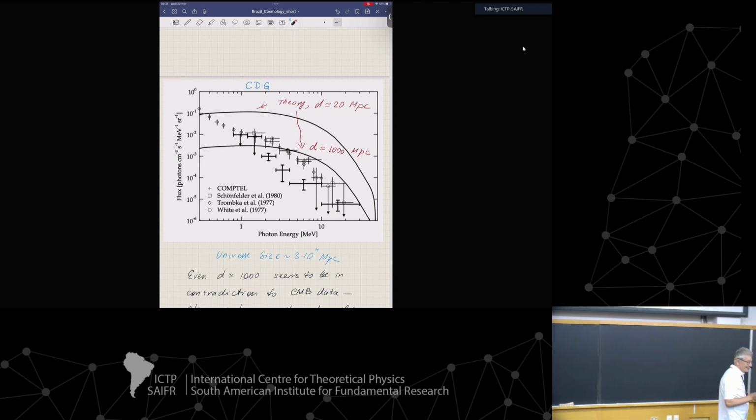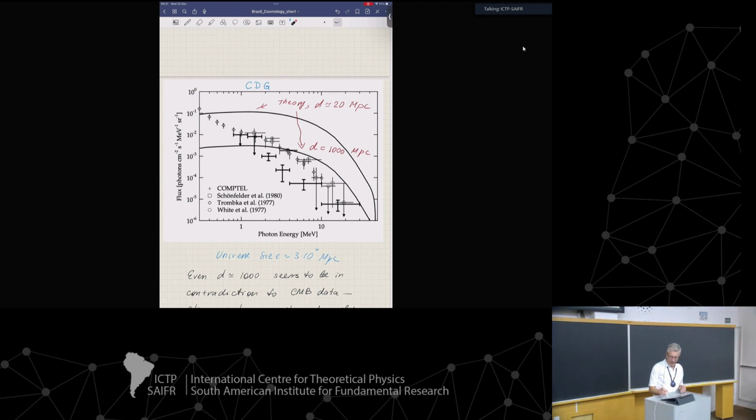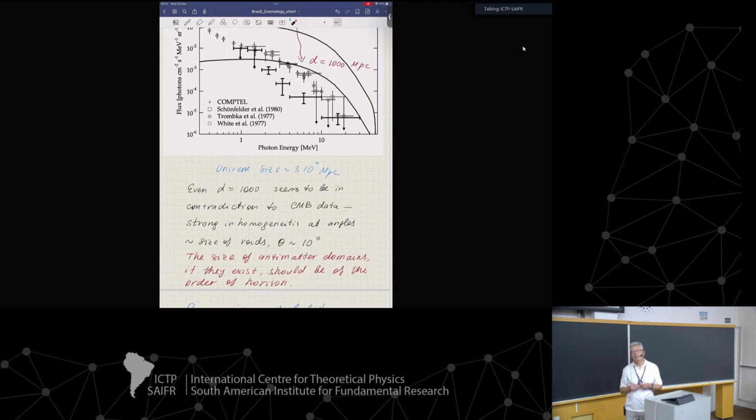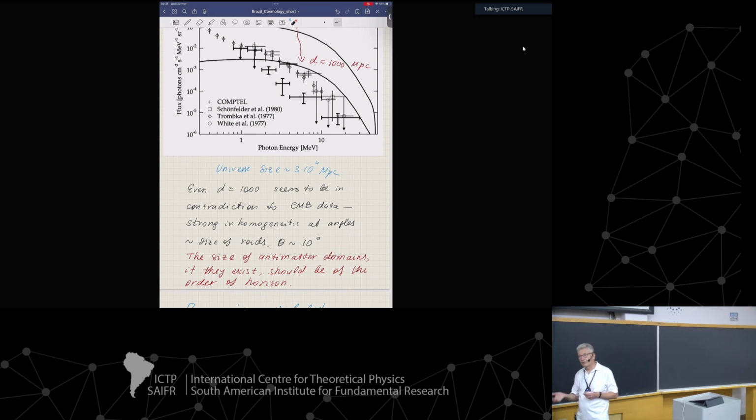The curve which would more or less fit the observations would correspond to a domain size which is huge, about 1,000 megaparsecs, which is still smaller than the universe size, but really macroscopic. But this type of analysis didn't take into account the cosmic microwave background.